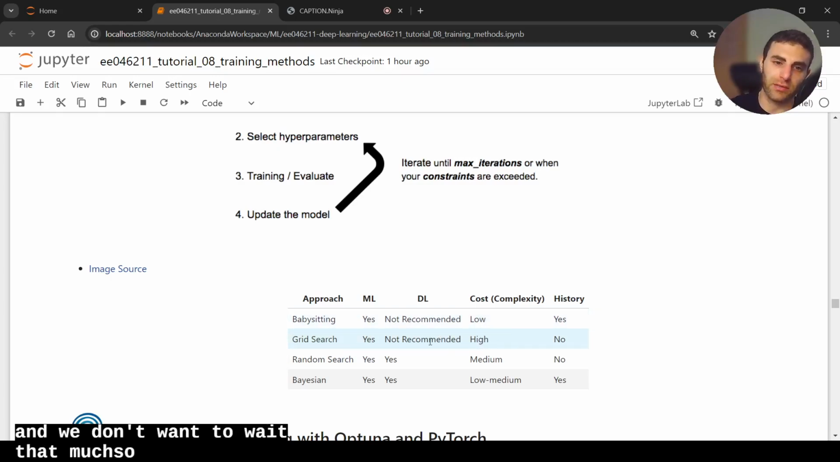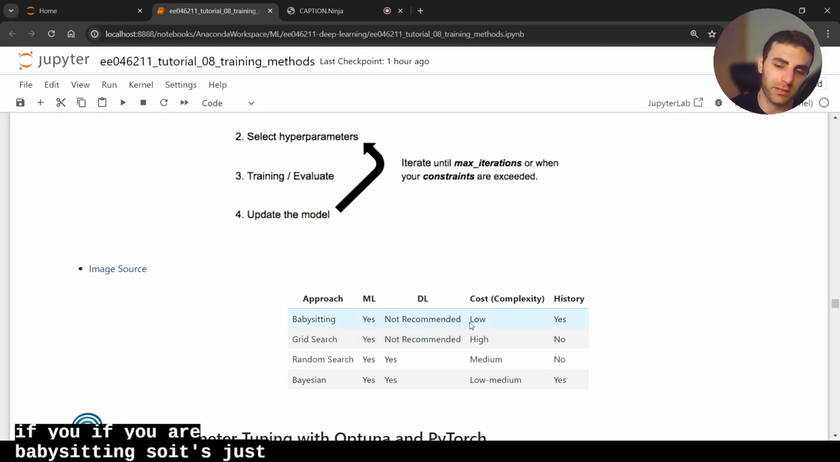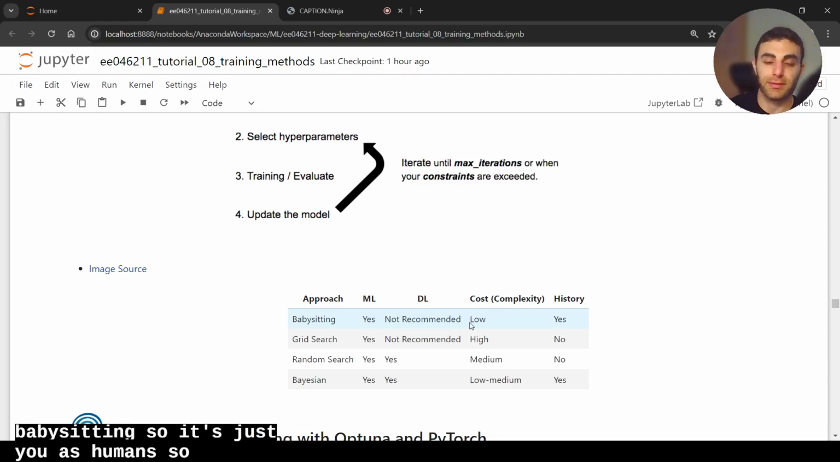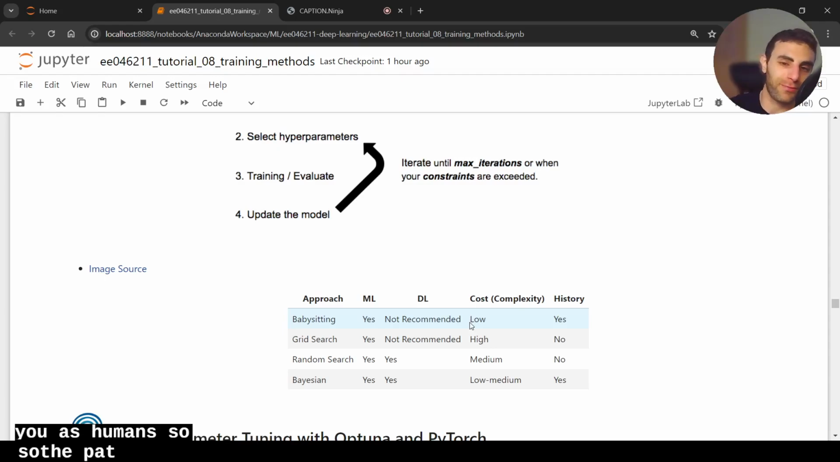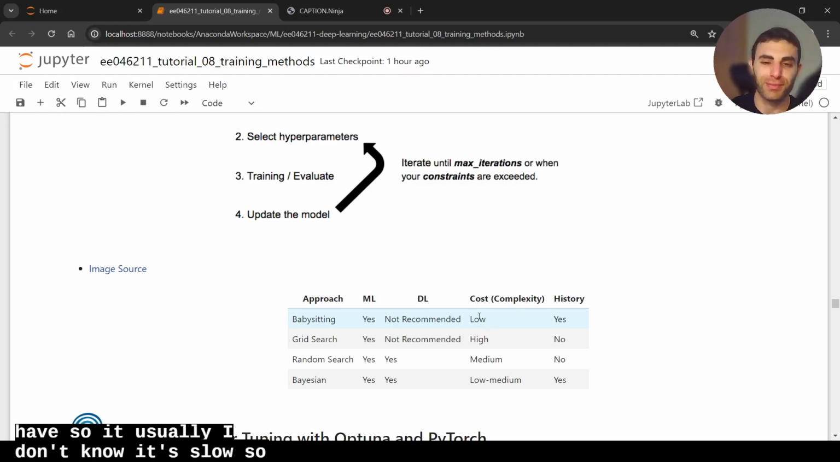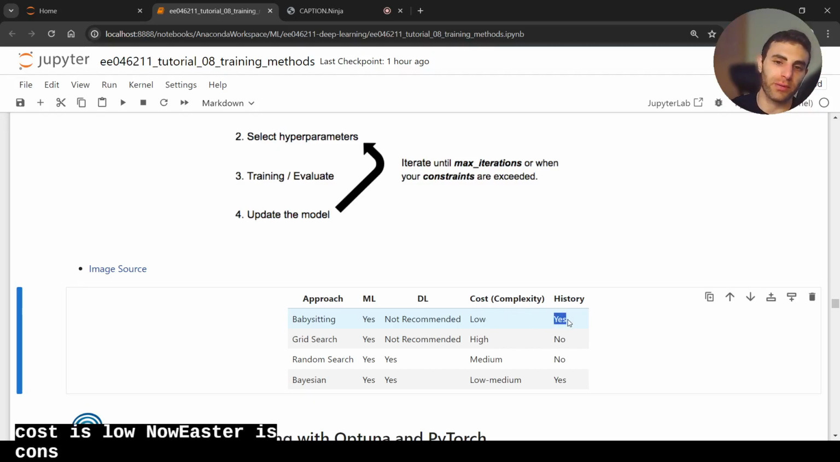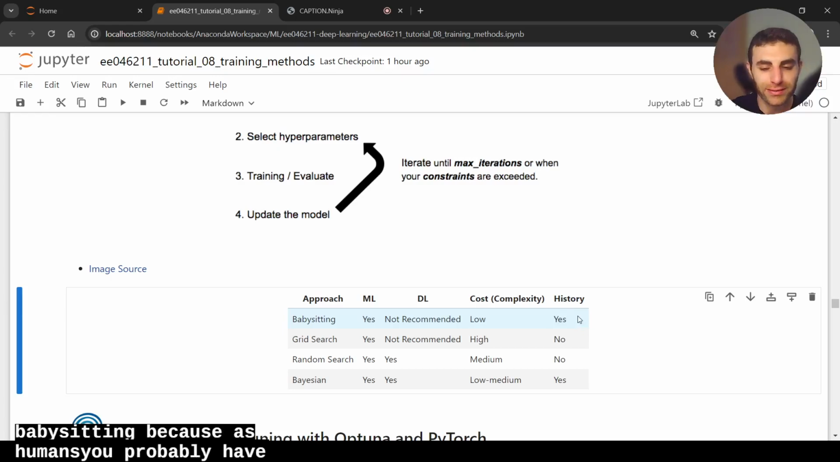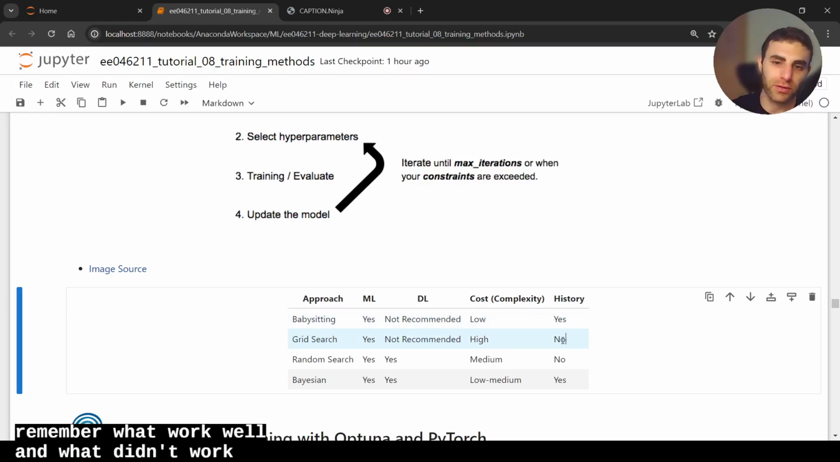So the complexity, of course, for grid search is high because there are a lot of hyperparameters to search. And if you are babysitting, it's just you as humans, so the patience that you have is usually low. This is why the cost is low. Now, history is considered when you are babysitting because as humans, you probably have some memory, so you can remember what worked well and what didn't work. Grid search, of course, tries everything.